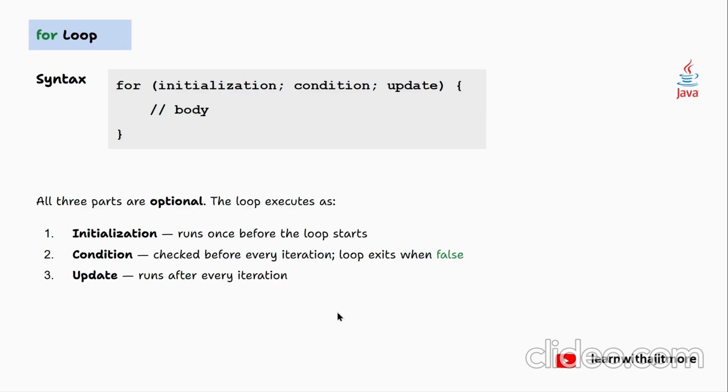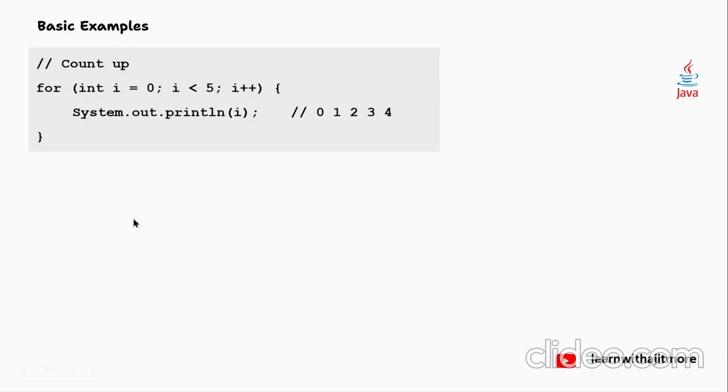Then some examples we'll see, some basic examples. Then many more things related to it, like multiple initialization. Then if you drop those parts, what will happen? All we will learn one by one. All possibilities I'm telling. See here, like this example, if I consider.